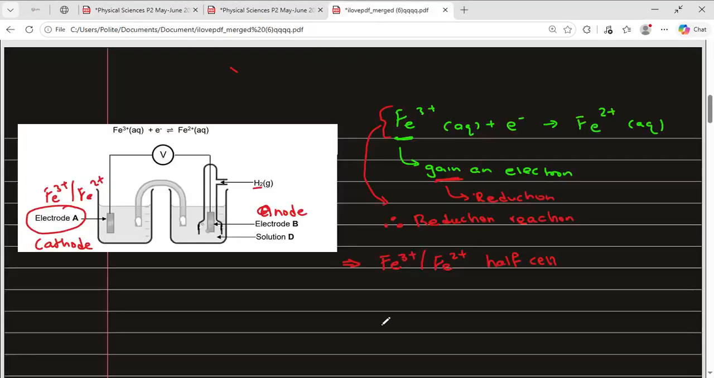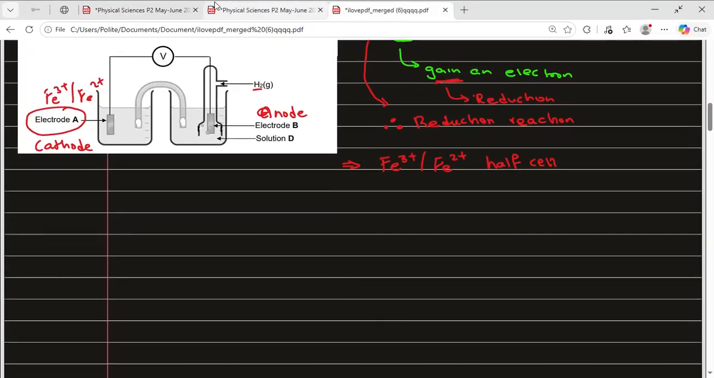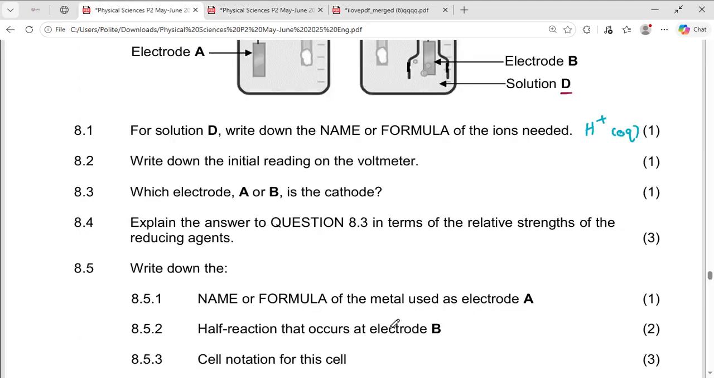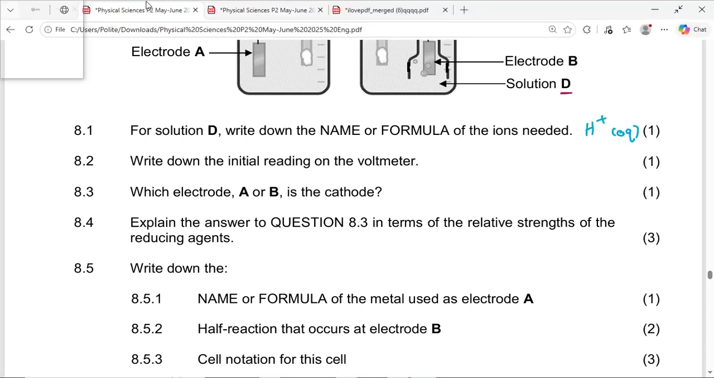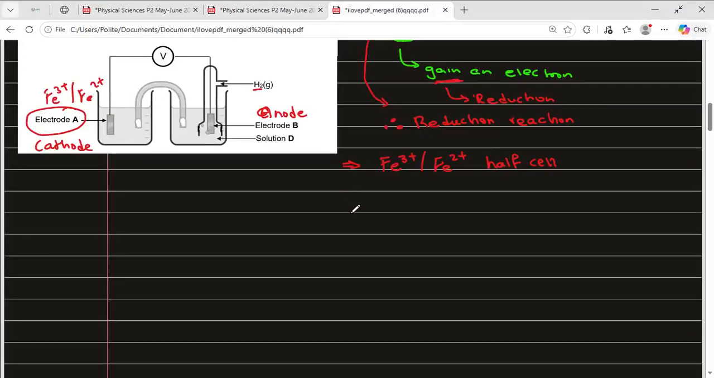So now they say in terms of the relative strength of the reducing agent. We need to explain 8.3. Why is B the cathode? So we need to identify the reducing agents first. Let's quickly work on that.